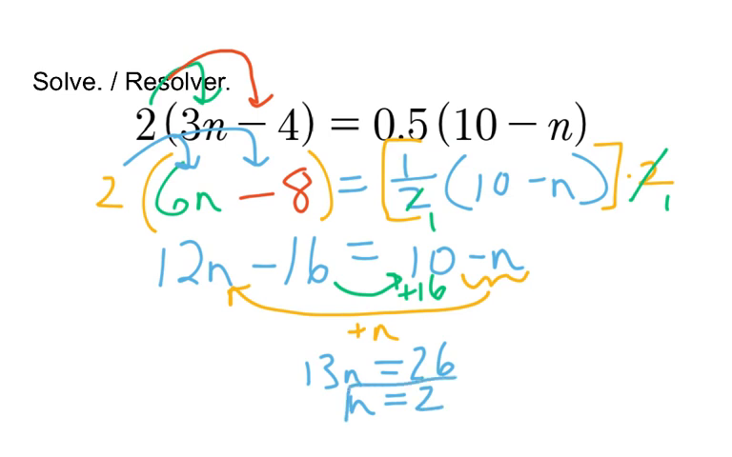So notice the numbers were easier to work with when we use this trick. Instead of distributing a 1/2, we just multiplied both sides by the denominator, and that way the fraction simplified to 1.